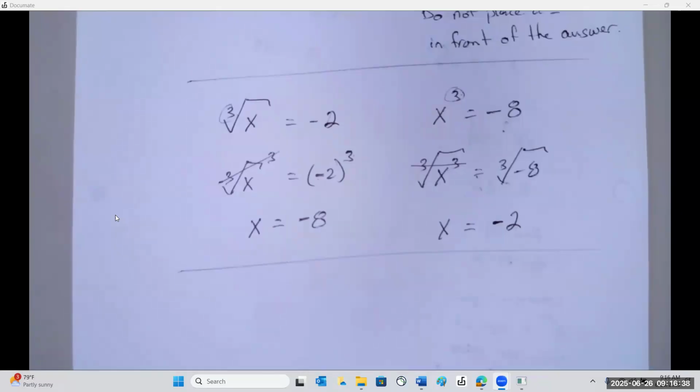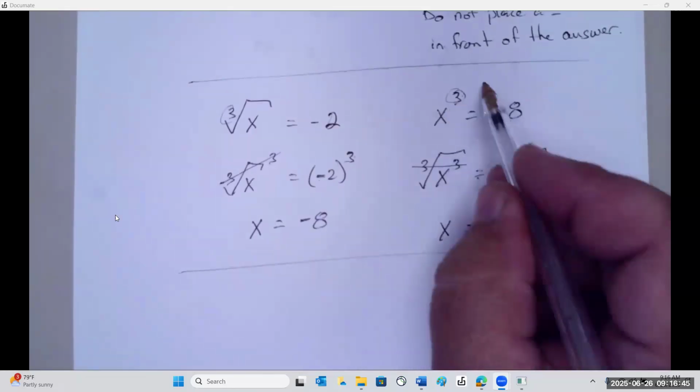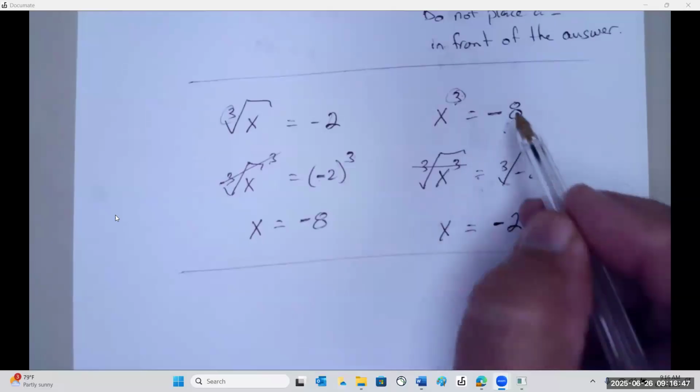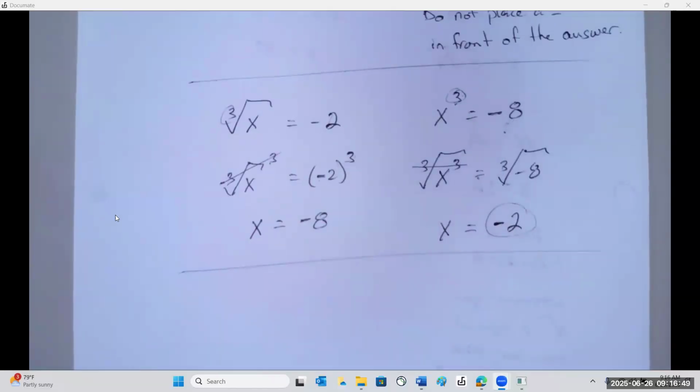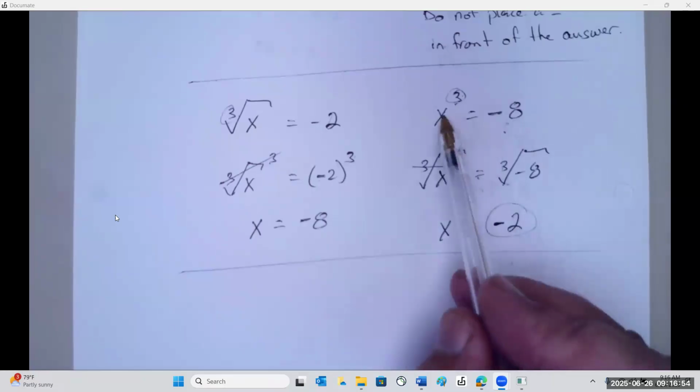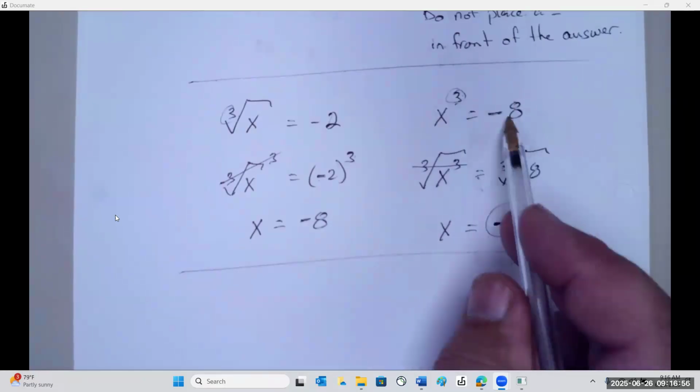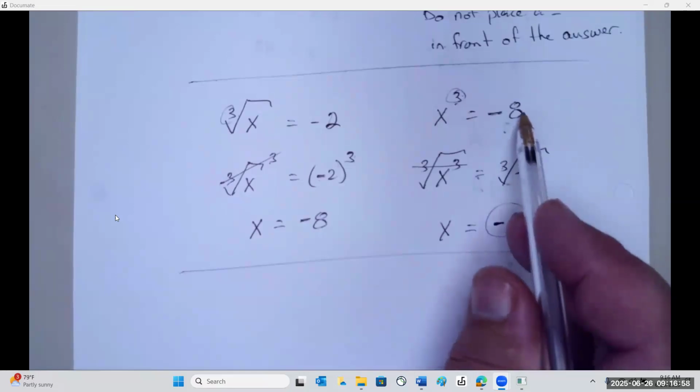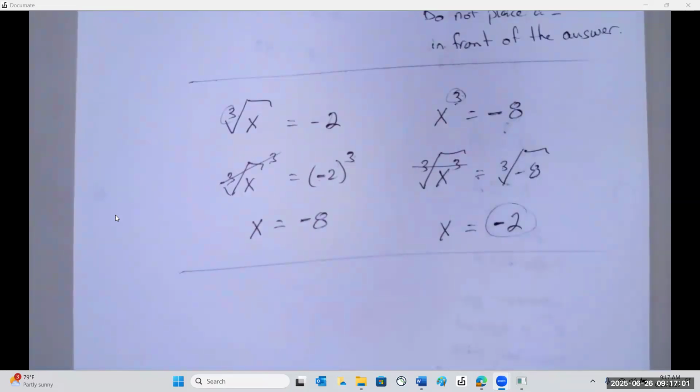All right, so that's important, whether it's odd or even. It's a cube root. If it's odd, if the answer here is negative, this answer is going to be negative. Because remember, if we had x squared cannot equal -4, because no numbers multiplied together give you a -4. So that's the separation between the odd and even roots and powers.